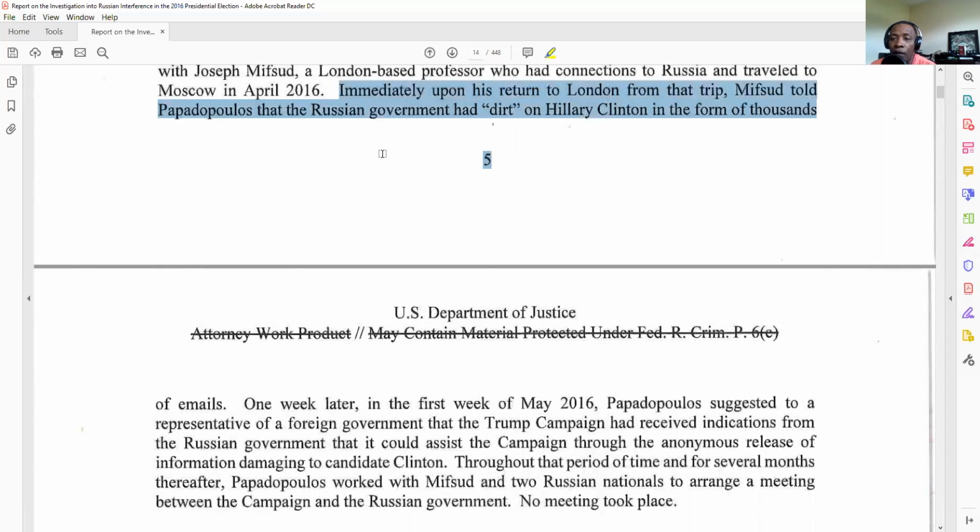Immediately upon his return from that trip, Mifsud told Papadopoulos that the Russian government had dirt on Hillary Clinton in the form of thousands of emails.